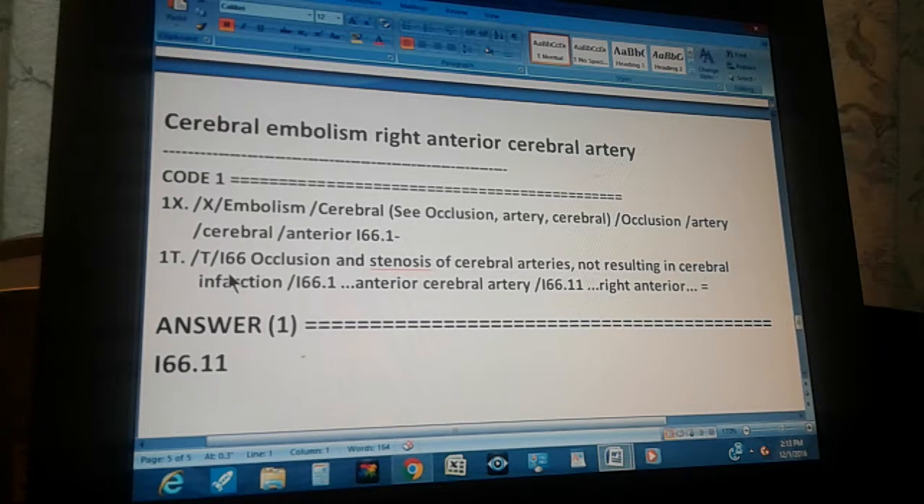So the code through the tabular is checked like this. First, you go to the tabular. You start with I66, the first 3 characters, and what is that? Occlusion and stenosis of cerebral arteries, not resulting in cerebral infarction. In this case, not like in the video. In the video, there was an infarction, but in this case there is no infarction because the text doesn't tell us that there was a cerebral infarction. So that's why the code is I66. And stenosis, as we told you in the tips, is also narrowing of a vessel.